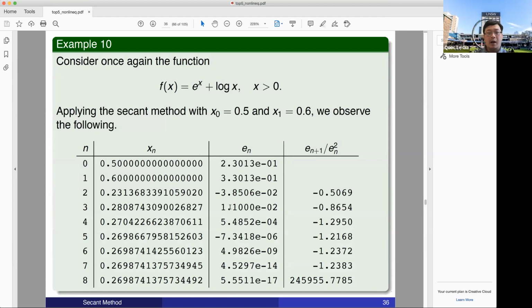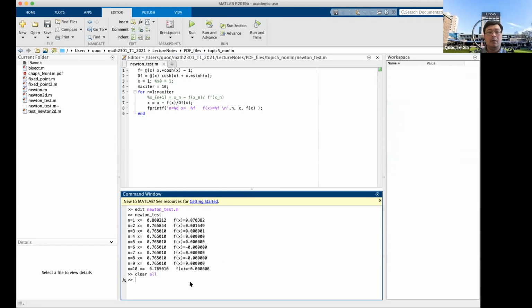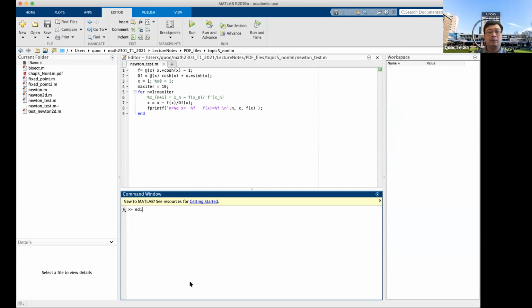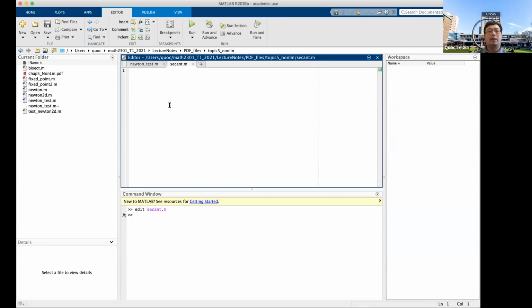Okay, so how do we implement the secant method? This is the theorem. So we go to MATLAB. Suppose I want the secant method. So I make a secant method script.